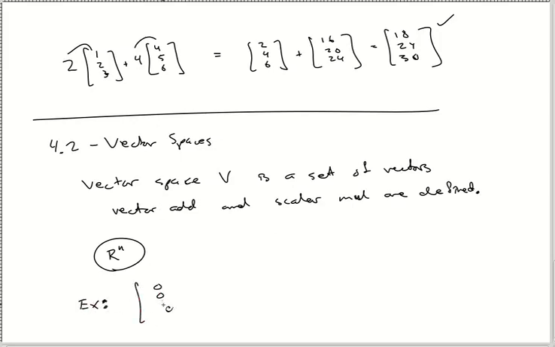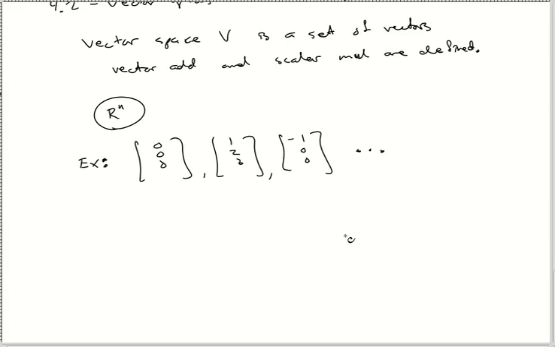I got 0, 0, 0 is one that'll work. 1, 2, and 3, there's a good set of numbers. I got -1, 0, 0. Just any kind of vectors that you can multiply, you can add together, all this kind of stuff. There's an infinite amount of them. They keep going forever. Can you add these two together? Yes. Can you multiply 5 times this guy? Yes. So all good there.